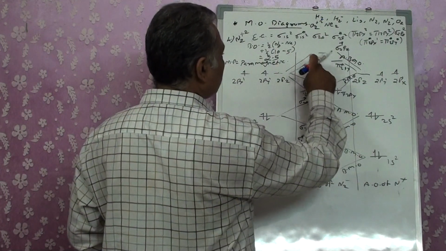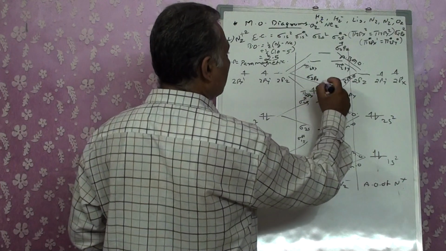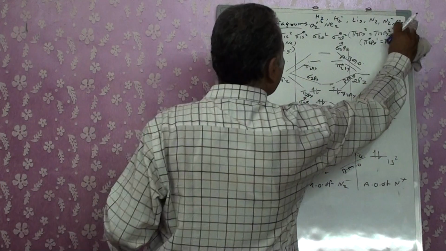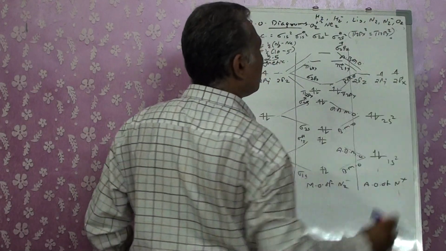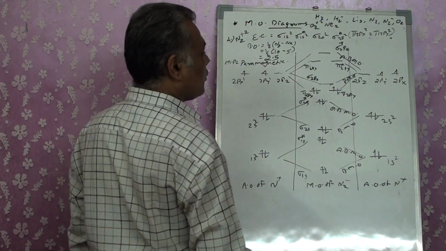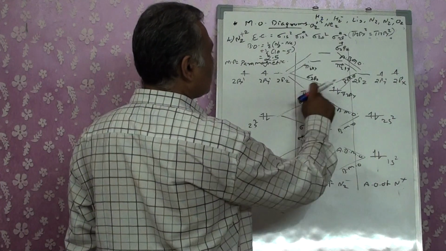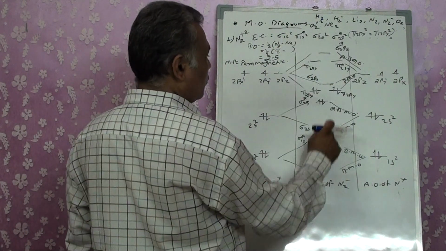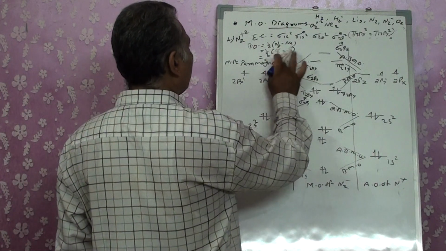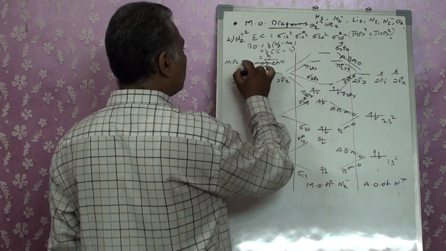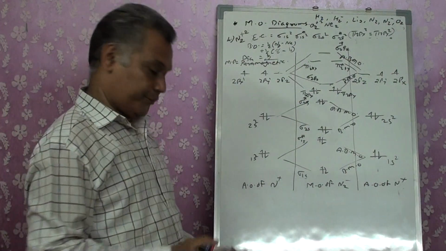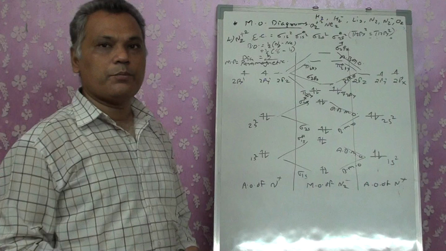That means we won't have any electron to show for this. Your configuration will complete over here itself, right? The bond order you will get as 2, 4, 6, 8. 2, 4. So your bond order will become 2 and this one will become diamagnetic. So N2 plus 2, it's very simple.